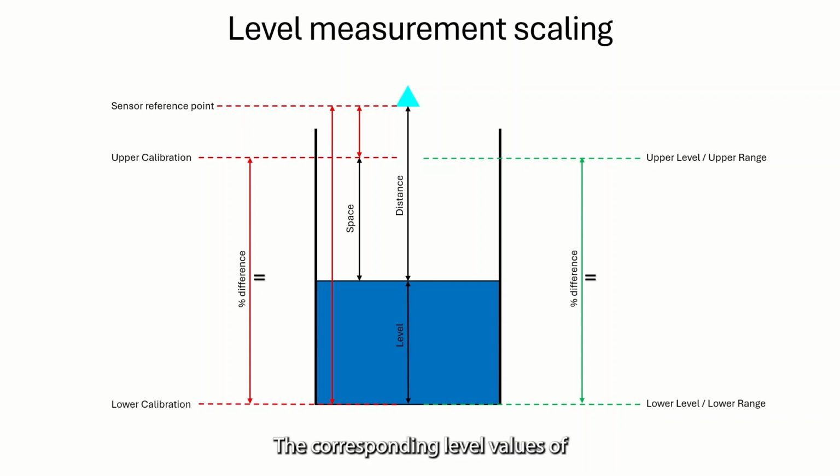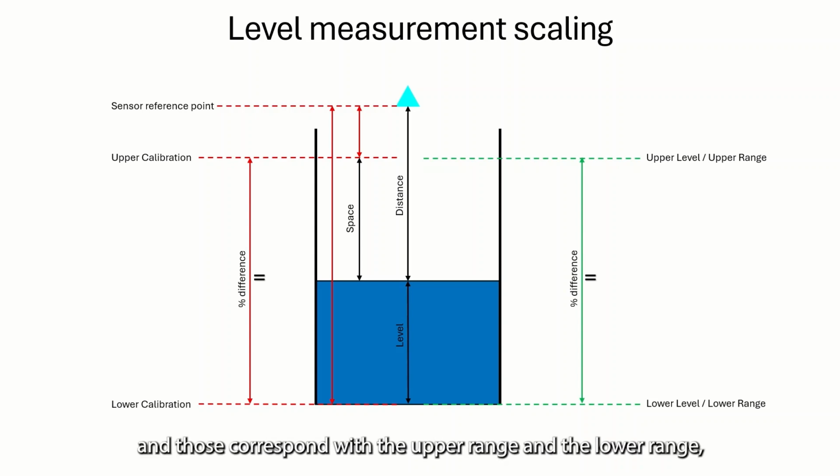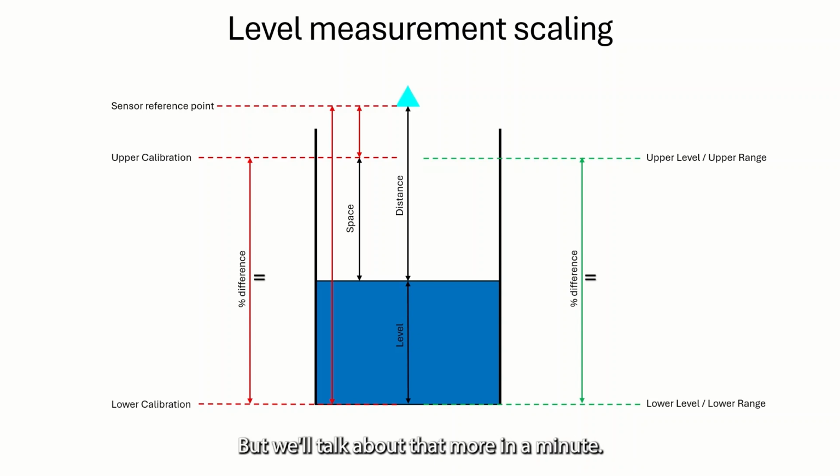The corresponding level values of those are upper level and lower level, again, from the bottom of the tank to the top of where the material will be. And those correspond with the upper range and the lower range, which are the milliamp outputs of the device. But we'll talk about that more in a minute.